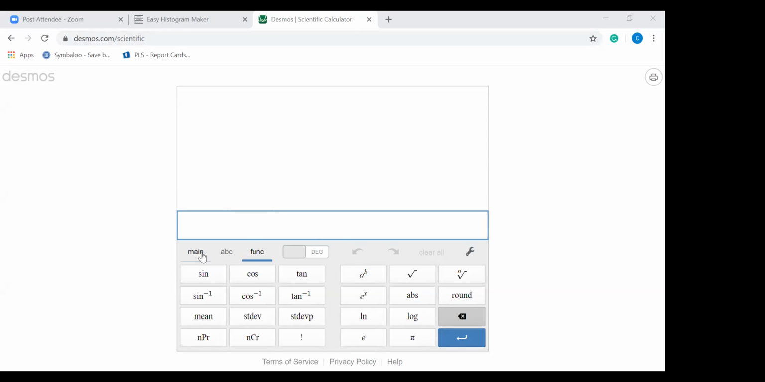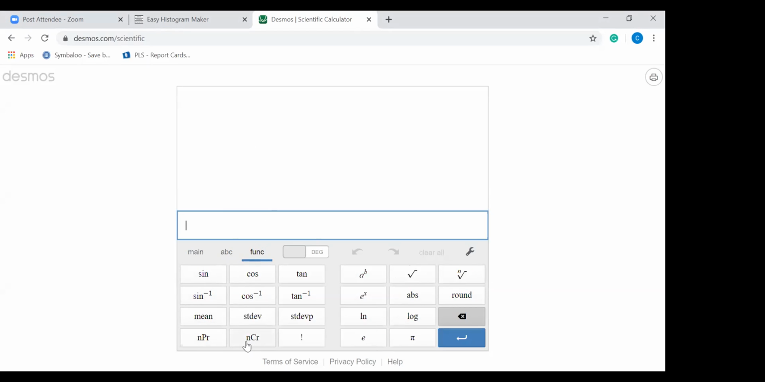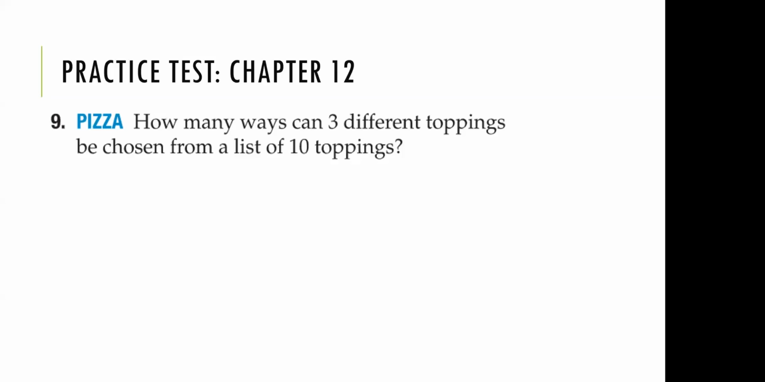And so this is what it looks like on the main page. You would look for that key. You go on function, and here at the bottom it has the N, the C, and the R. You click on that, and then a set of parentheses opens up, and you put 10, 3. You hit enter, and then you get 120. So there's 120 different ways you can choose the 3 toppings out of the 10.